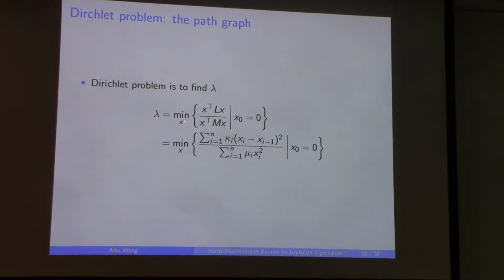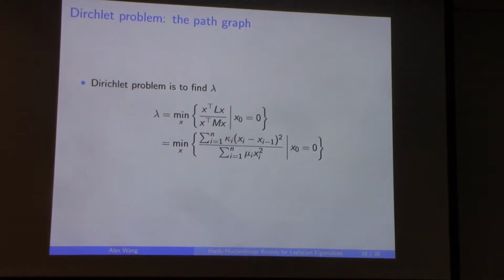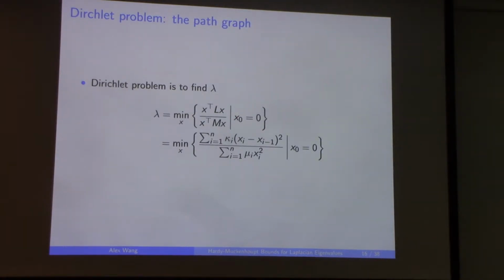You're minimizing over x the Rayleigh quotient, but instead of having x be M-orthogonal to the all ones vector, we're now going to require that x0, the value at the boundary, be equal to 0. So you can think of this as an eigenvalue problem. I'm just going to think of lambda as being defined this way. Formally, it corresponds to an eigenvalue problem of some submatrix of L and M.